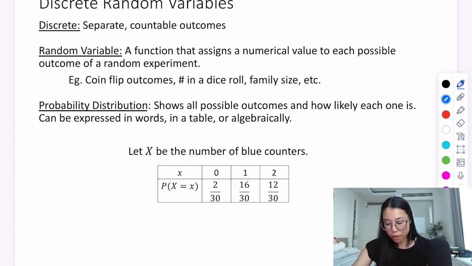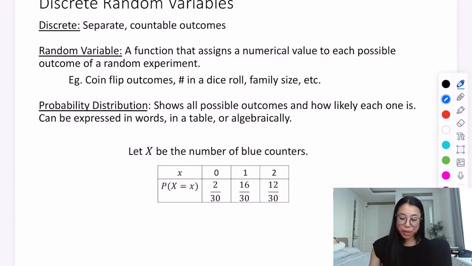Okay, and so you can see that the lowercase x represents all the different values that our random variable can take. In this case, it could be 0, 1, or 2, the number of blue counters. Then, where we have P of uppercase X is equal to lowercase x, that's where we represent their probabilities.